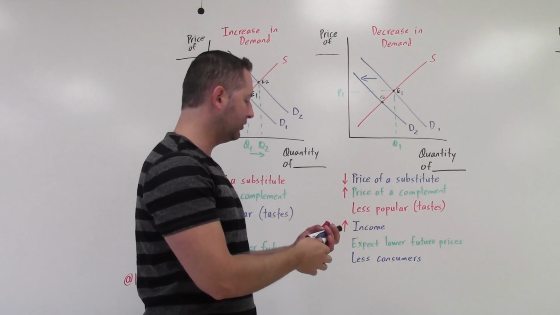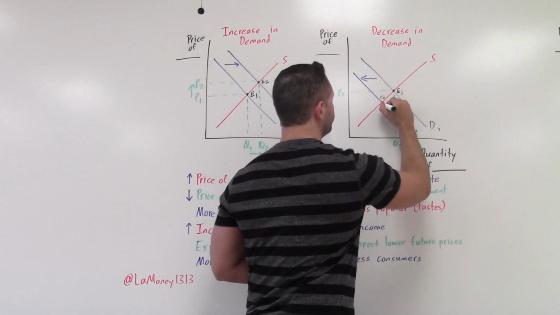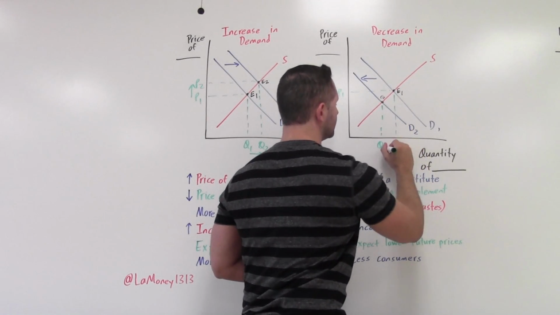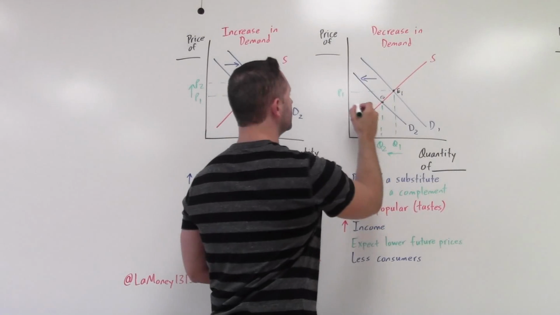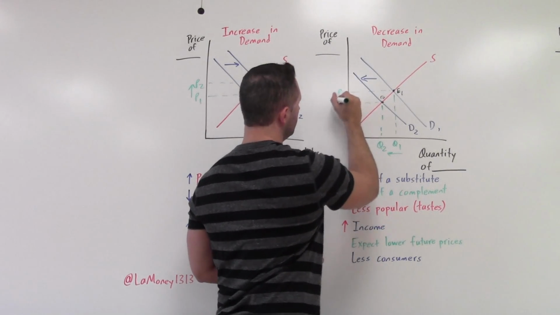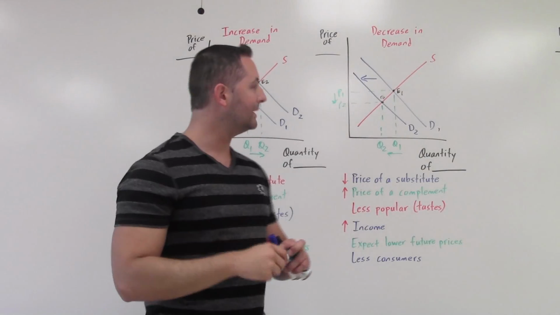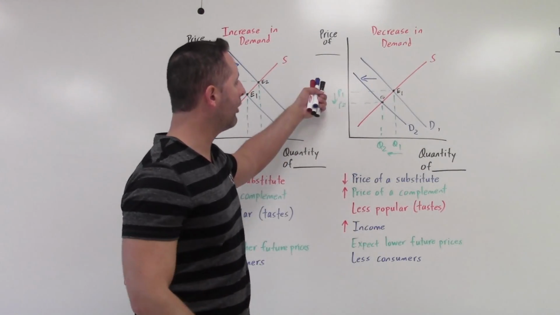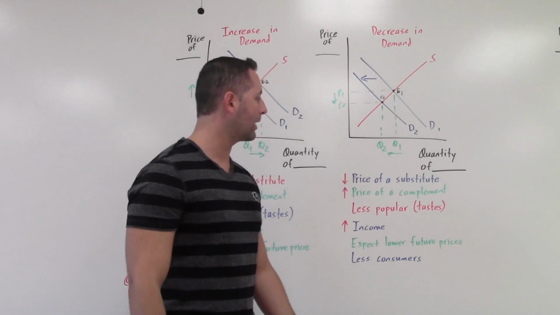Now we have E2, and we can see it with our eyes, but we're going to draw it to each axis anyway. We notice here that Q2 is now to the left of Q1, showing that there has been a decrease in the quantity. P2 is lower than P1, so there has been a decrease in the price as well. So a decrease in demand leads to a lower price level and a lower quantity, or lower output.